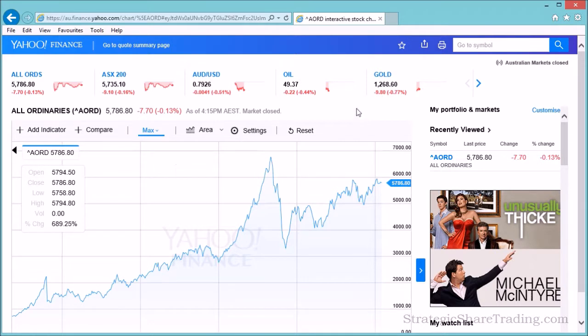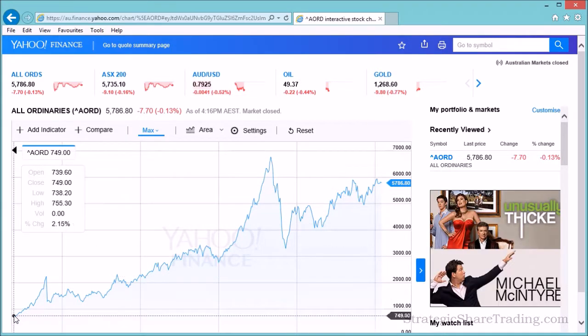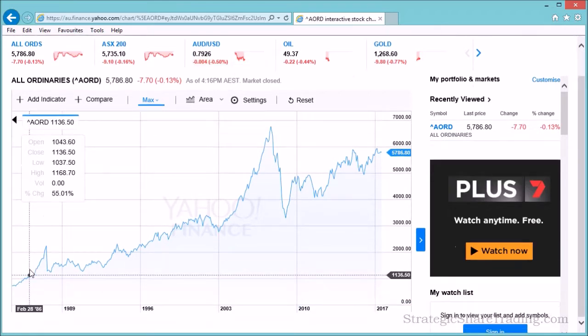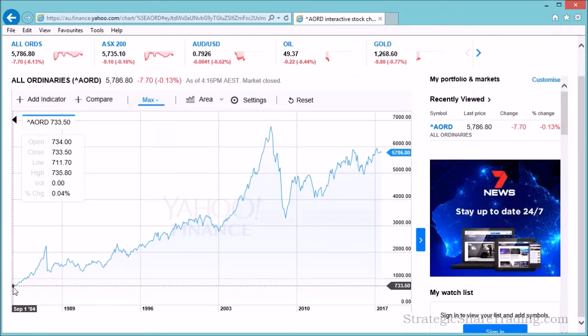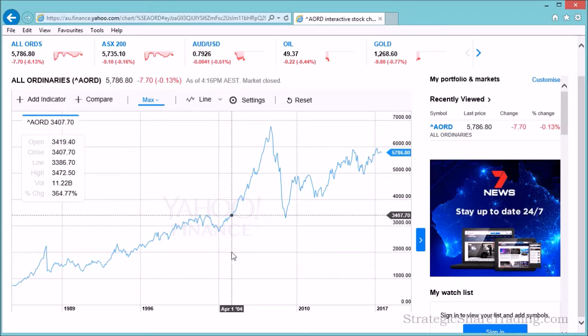And there you go. That's the history of the value of the All Ords going back to 1984, which is as far back as Yahoo goes. I'm also going to change the type of chart here from area to line, which doesn't make much difference. It just gets rid of that shading underneath. So all we're looking at is a single line giving the value of the index.